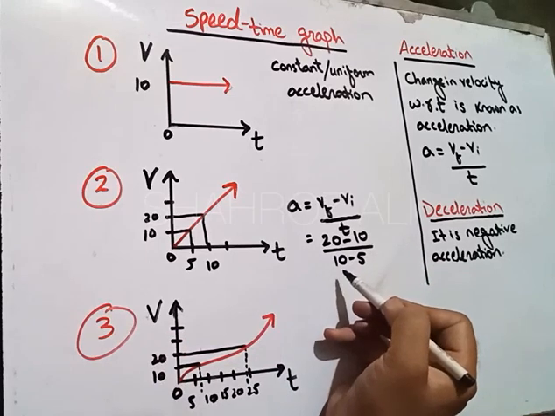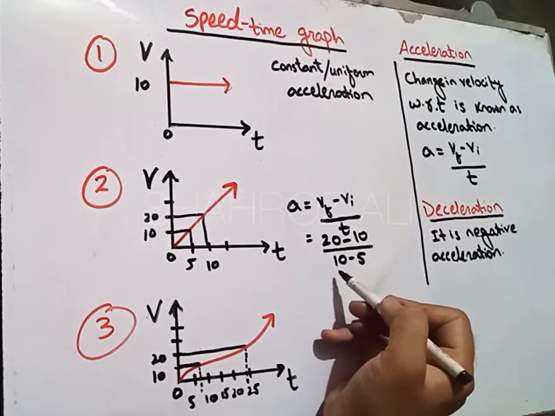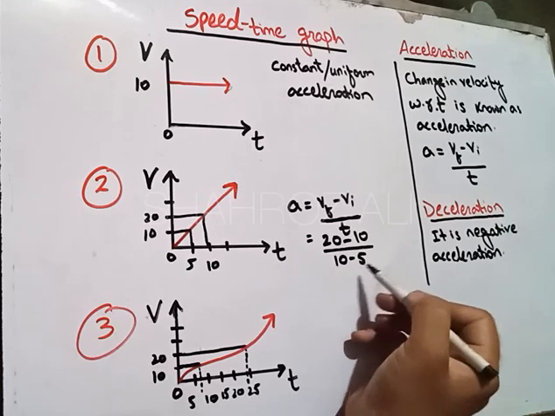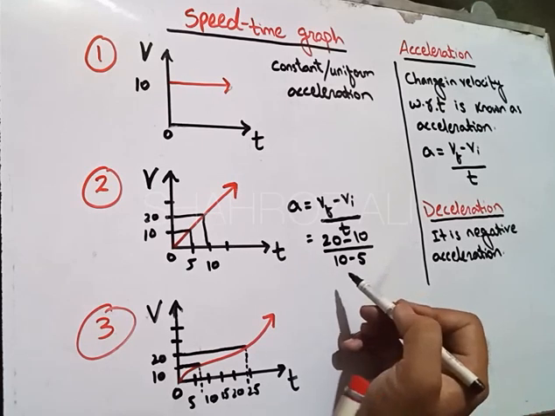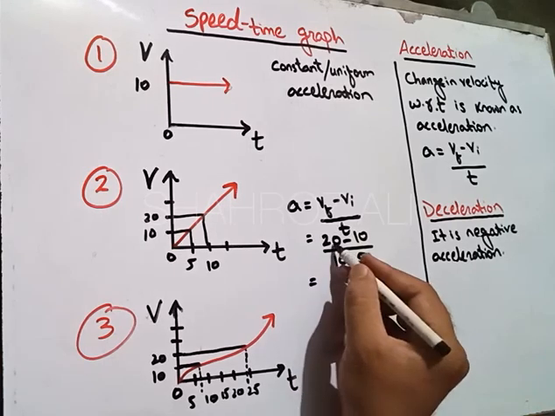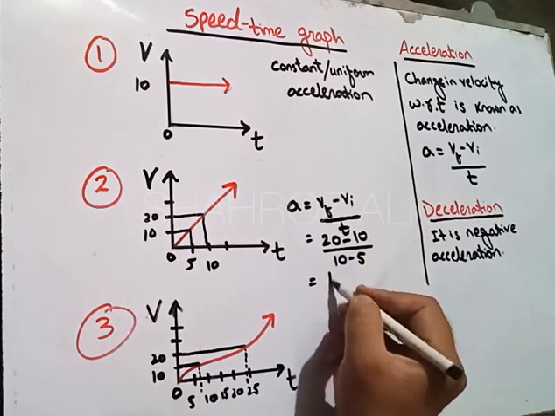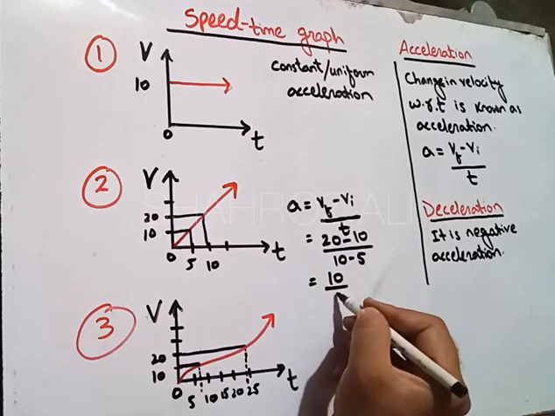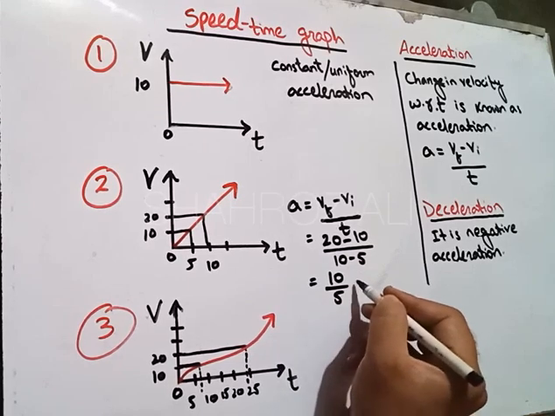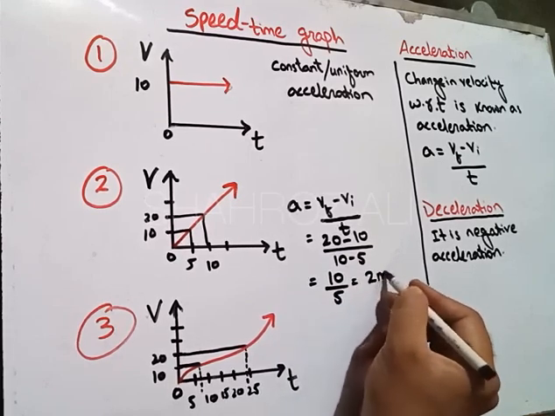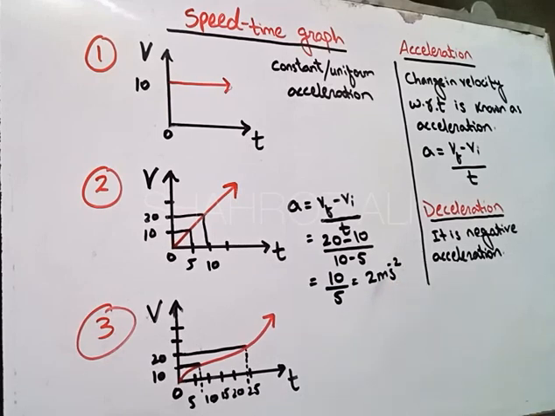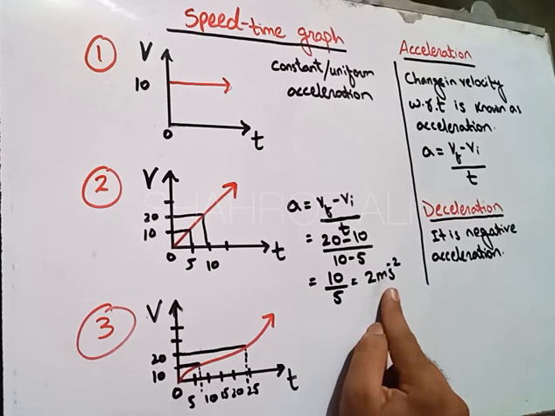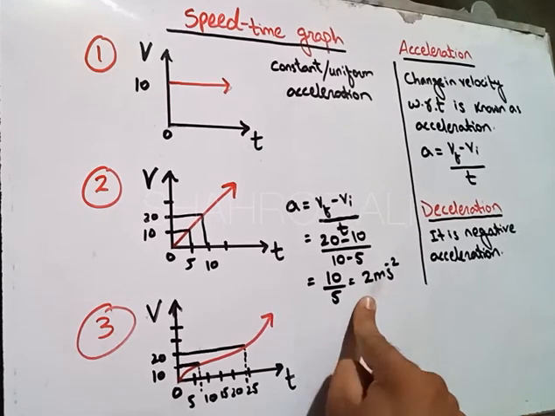I am just telling you, if you want to write it directly, then you don't write this step of subtracting, just write it directly. 20 minus 10, that is 10. 10 minus 5, that is 5, which will give you 2 meter per second square acceleration. The unit of the acceleration is meter per second square, and the value is 2.